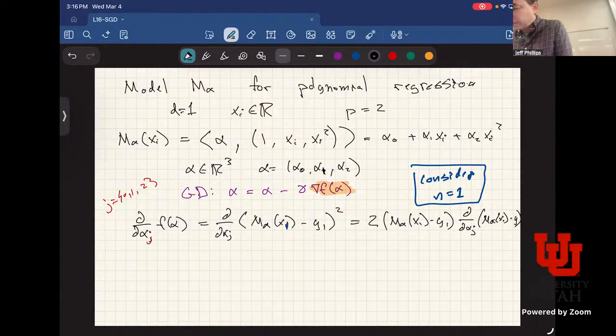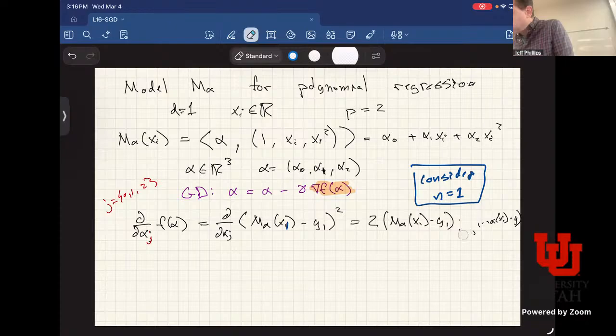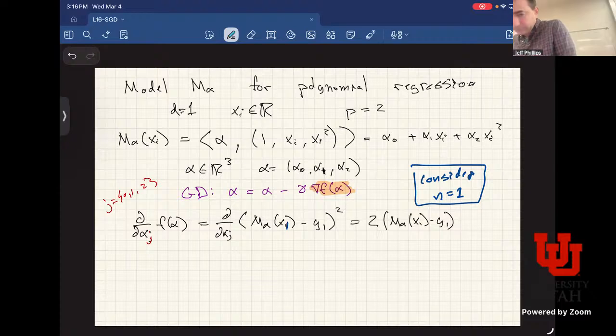Are you able to see that? Let me try writing this a little bit more carefully. Okay, so I've decomposed this term because I have the square here. I pull out the 2. I pull out the value of the function, and then I have the derivative of it. Okay, so I can do this step. There are other ways of deriving it, but this will give us the form that we want.